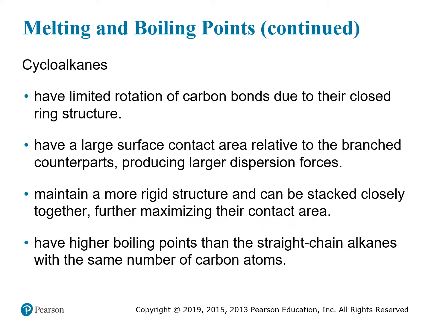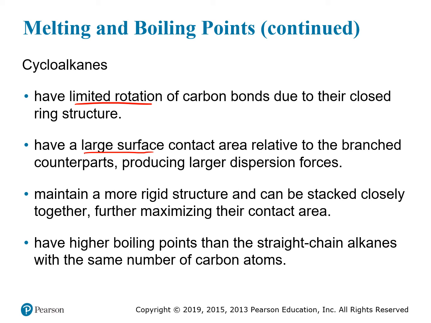You might think that cycloalkanes are even more compact, and so they'd have even lower boiling points. But in fact, that's not the case. In cycloalkanes, the carbon-carbon bonds have limited rotation due to the rigidity of the ring structure. They also have a relatively larger surface area compared to the branched counterparts.